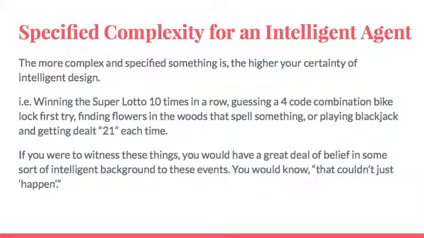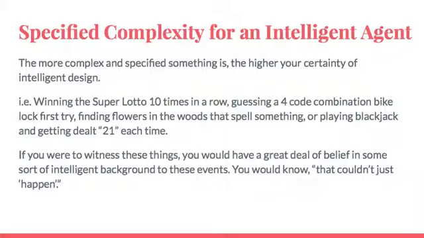Specified complexity for an intelligent agent. The more complex and specified something is, the higher your certainty of intelligent design. This would be like winning the super lotto 10 times in a row, or guessing a 4-digit combination for a bike lock first time, or finding flowers in the woods that spell out something, or playing blackjack and getting 21 dealt each time. It's so unlikely that you would infer that somebody must have given you the code or given you the answers to the super lotto so that you could win 10 times in a row.